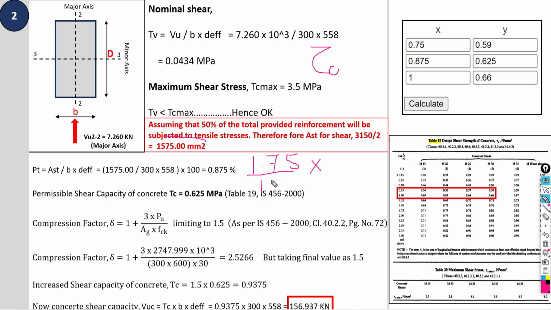1.75%, means divided by 100, multiplied by the overall section size of the column. Let's say 300, and let's say overall I am going to consider 600 as the overall depth of the column. After doing this calculation, you will get the value of 3150. What value are you getting? 3150. But in the calculation, I am going to take half of this.